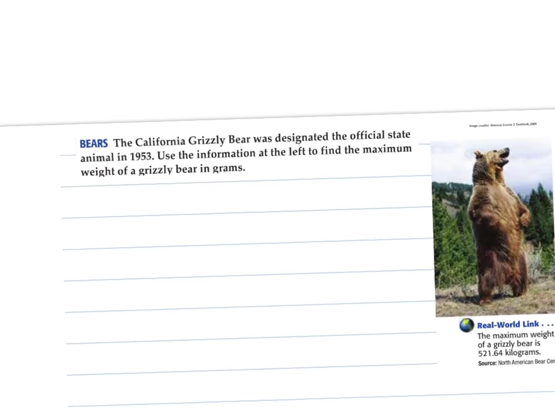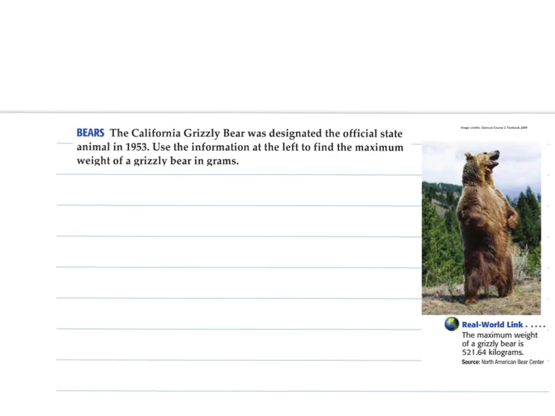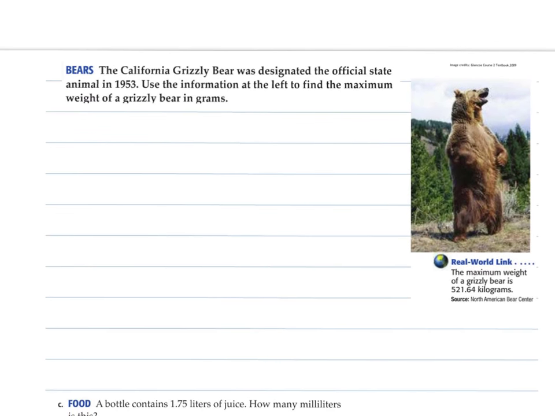Try this with the grizzly bear. It says use the information on the left. So sometimes you got to look to the right, I guess. Sorry, ignore that. I moved it, so it's to the right. I got to look and grab that information. I'm wondering, this bear that weighs 521 and 64 hundredths of a kilogram, I'm wondering how many grams that bear weighs.